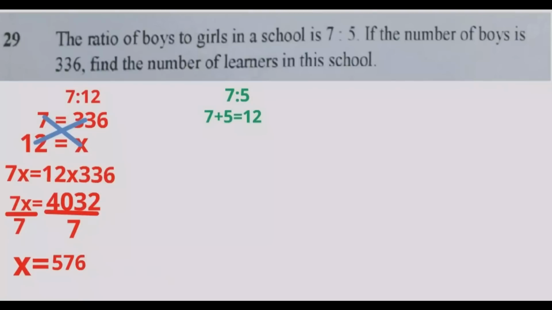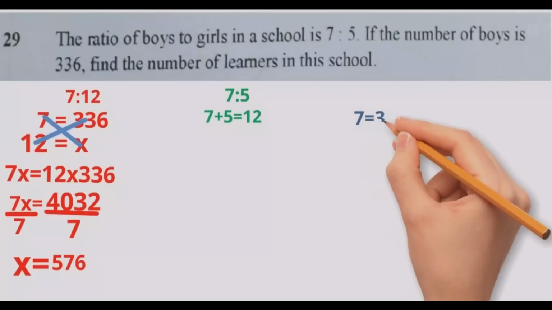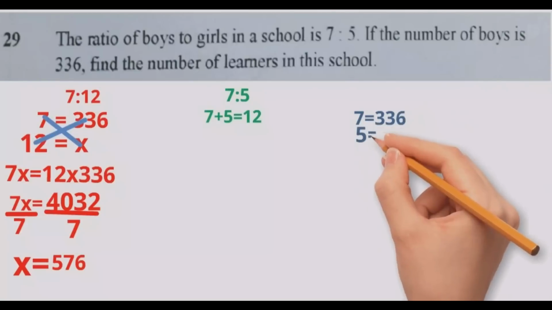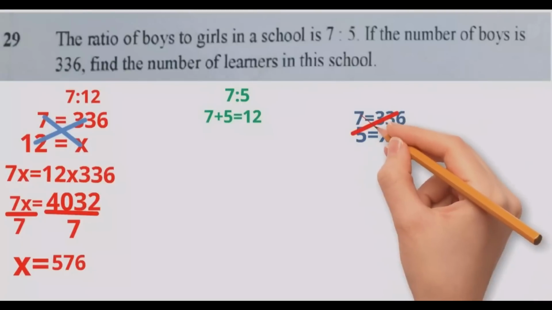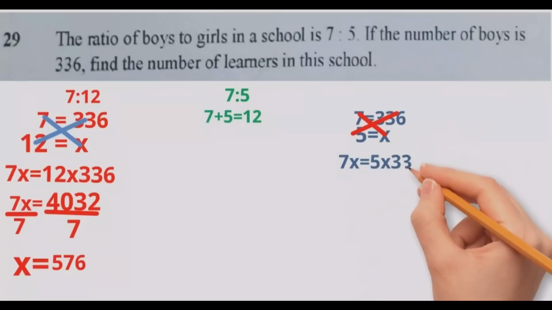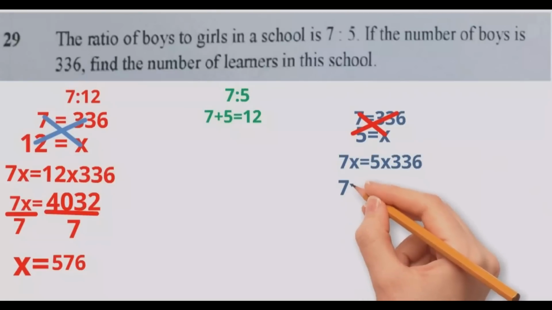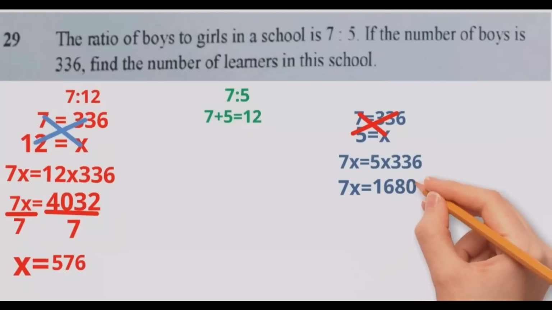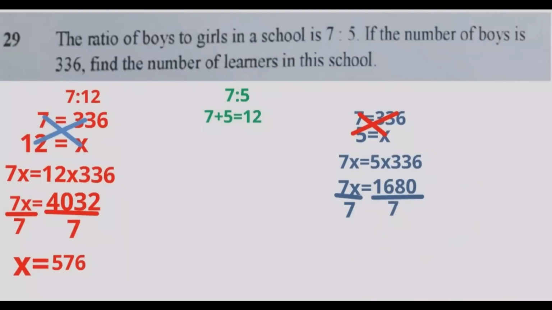The other method is similar, but what you do is you find the number of girls in the school. You say 7 is the ratio for boys, which is 336. Then the ratio of girls is 5, and the number of girls is not known, so you put x. Then you cross multiply, and you come up with 7x is equal to 5 multiplied by 336. 5 times 336 will give us 1,680. Then you divide that by 7, so 7x divided by 7 will give us x.